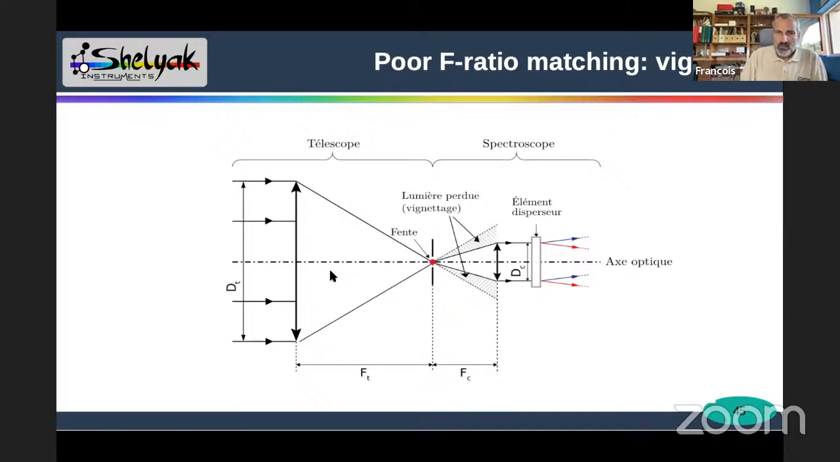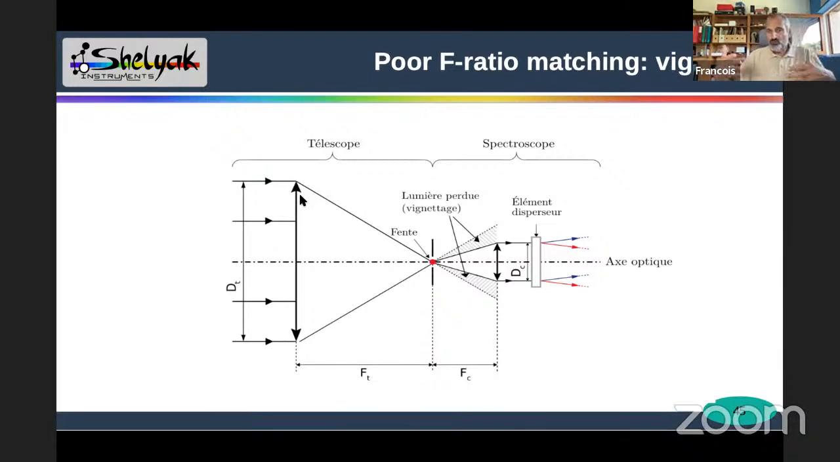If you look at this image, it would be exactly the same if you had a smaller telescope. If the telescope has this diameter, you would not lose any light. But in this case, you have a big telescope and you get exactly the same result as if you had a smaller telescope, which is a pity, of course, because a big telescope is very expensive.